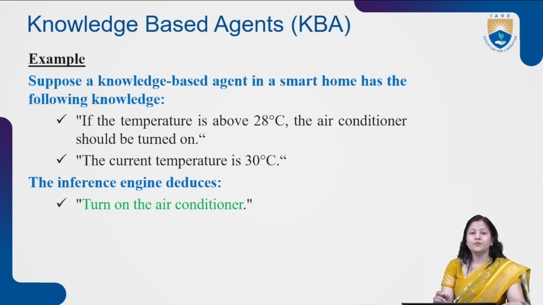Now what can the knowledge base infer? The knowledge base can derive the conclusion from the set of these two pieces of knowledge. It would be to turn on the air conditioner. Why would the result be to turn on the air conditioner? Because the current temperature is 30 degrees, and it will compare it with the knowledge present inside the knowledge base, that if the temperature is above 28 degrees, which matches this statement. That is why the inference engine will derive the conclusion to turn on the AC.